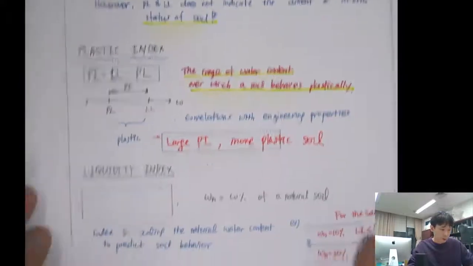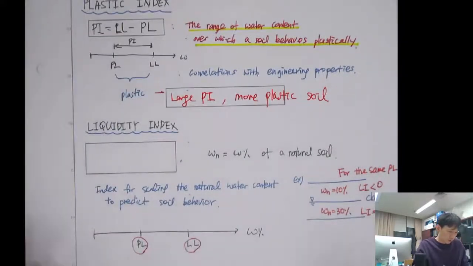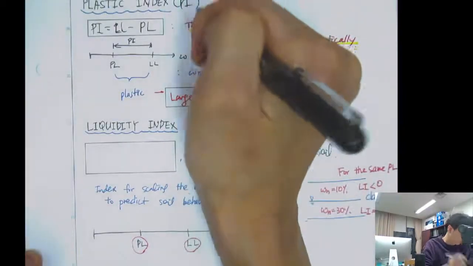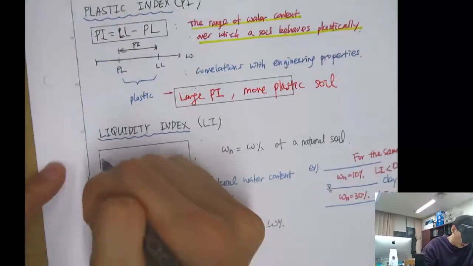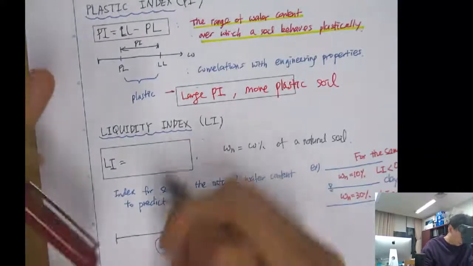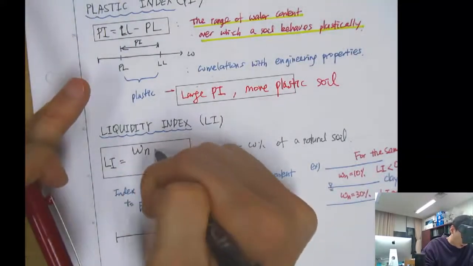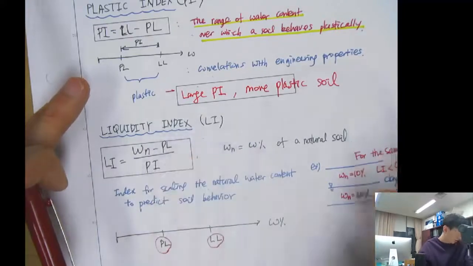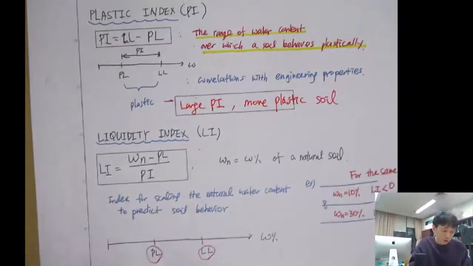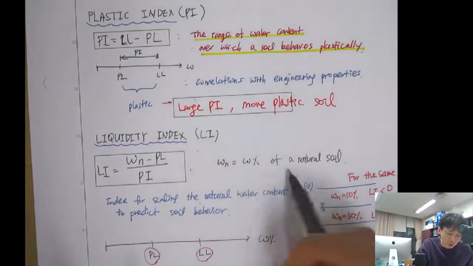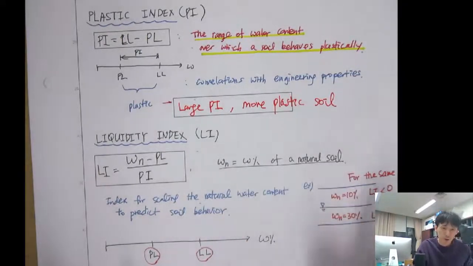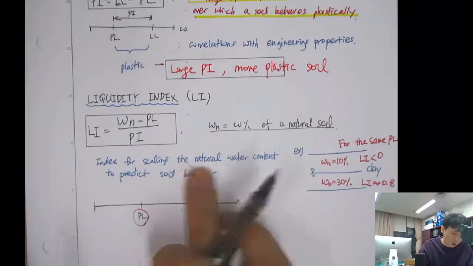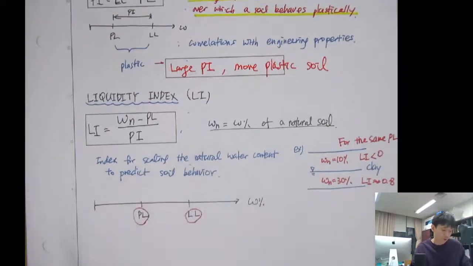And the next one is the liquidity index. We use LI. Here the PI. And LI is defined as the natural water content, Wn, minus PL, over PI. And here Wn is the water content of the natural soil in the field that you're interested in. It's an index for scaling the natural water content to predict the soil behavior.